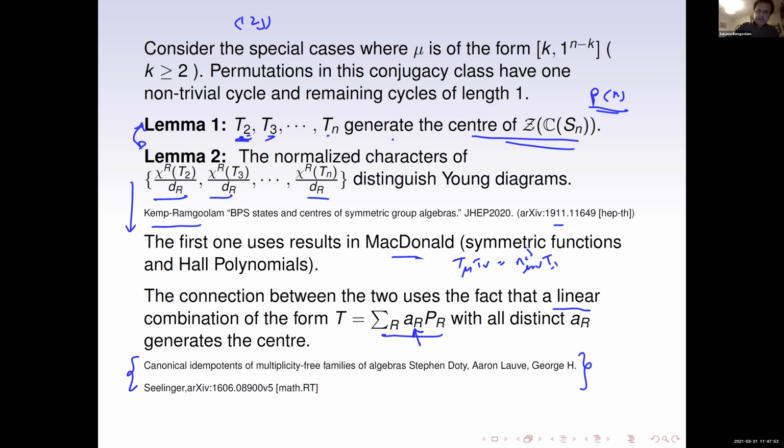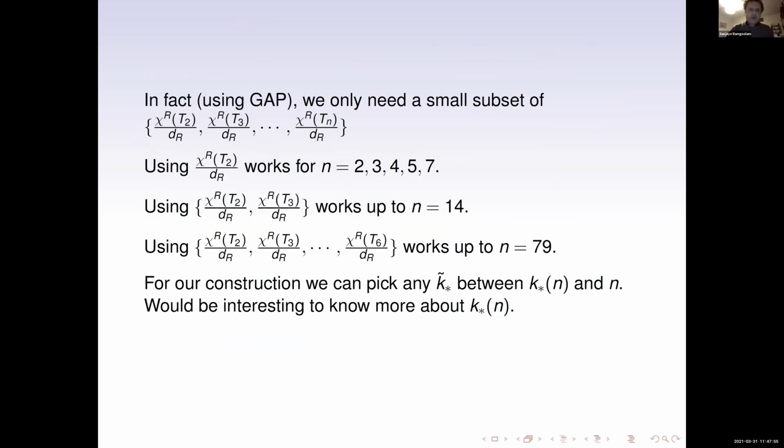Now, in fact, you don't always need the whole T2 up to Tn, just kind of an interesting fact that if you just take, for example, the normalized character of T2, this distinguishes Young diagrams, and you can check this in GAP, for n equals 2, 3, 4, 5, 7. If you take T2 and T3, you can distinguish Young diagrams for everything up to n equals 14. And if you take T2 up to T6, you can distinguish everything up to 79.